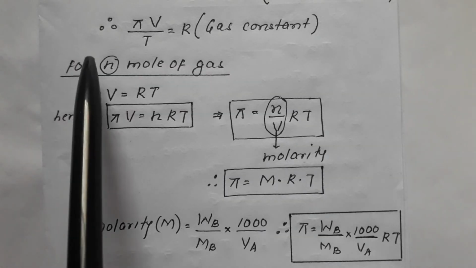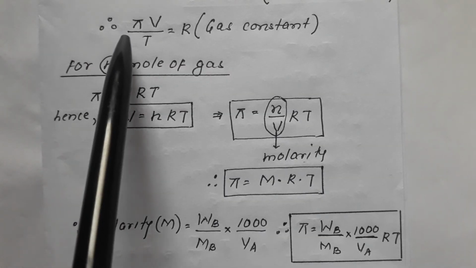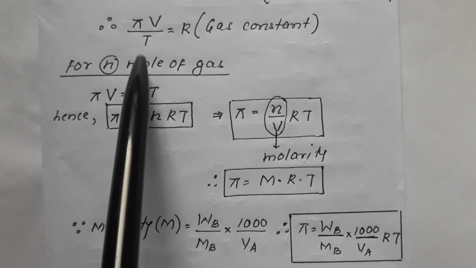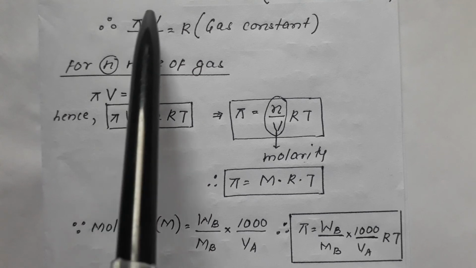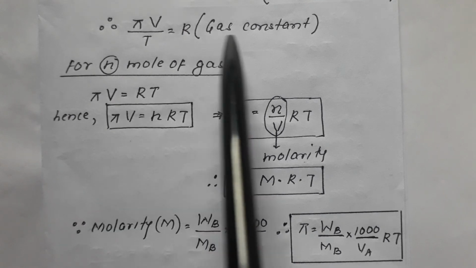Therefore the equation becomes pi into V upon T is equal to R. Instead of S I have kept R. Pi into V upon T is equal to R, that is the gas constant.